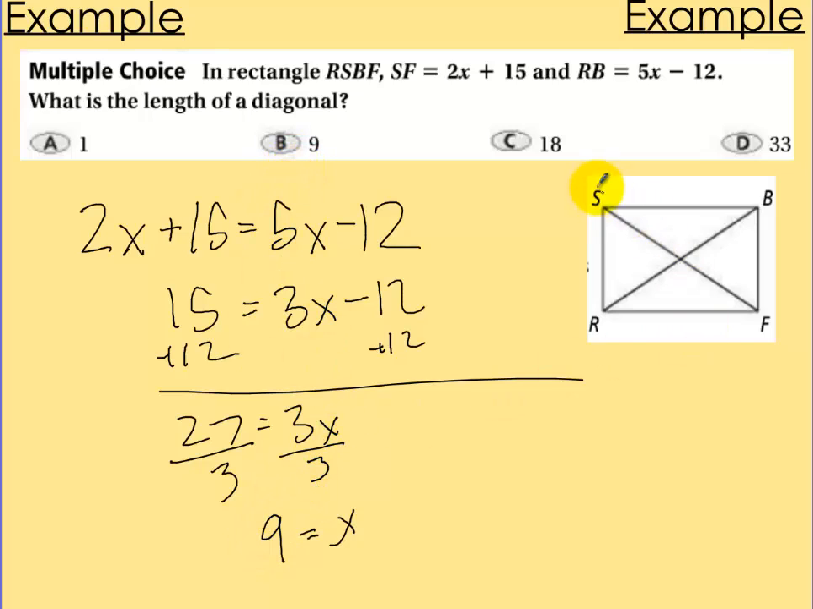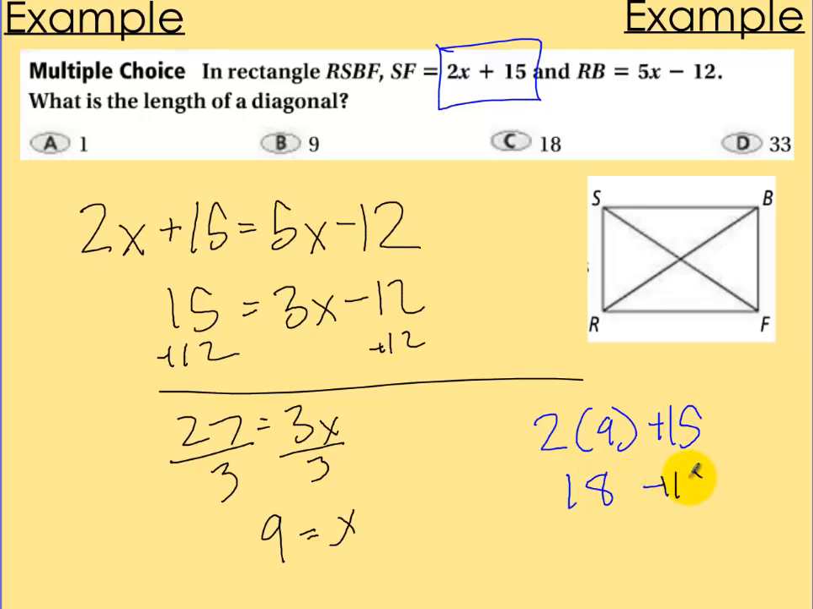I've got to actually find the length of one diagonal, so I'll plug it in. I'll just plug it into the first one, 2x plus 15. So it'll be 2 times 9 plus 15, so 18 plus 15, and that's going to be 33. So my answer is D, 33. That's it.